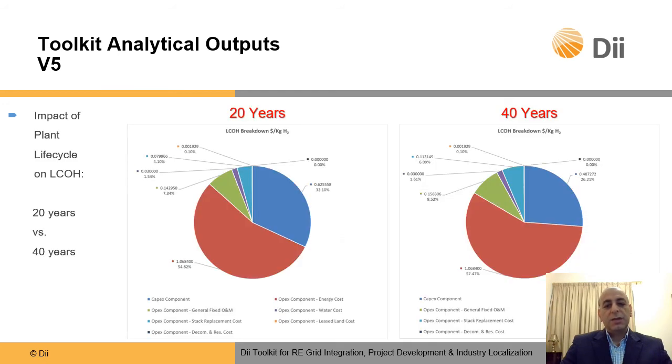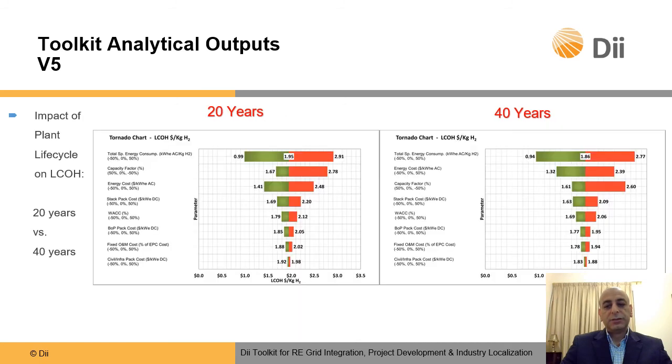Also, the toolkit can be run for different reports, for example, 20 years versus 40 years, and you can see the impact of energy cost between 20 and 40 years, and the impact, for example, in these two charts, between the contribution of CAPEX and the reduction of CAPEX when you consider a 40-year life cycle analysis. Also, you can compare the tornado charts and the impact of various parameters between 20 and 40 years. And this is important in analyzing and further optimizing the cost of green hydrogen.